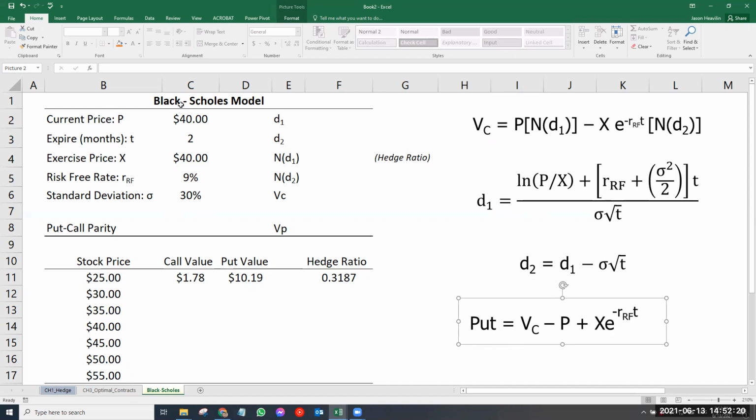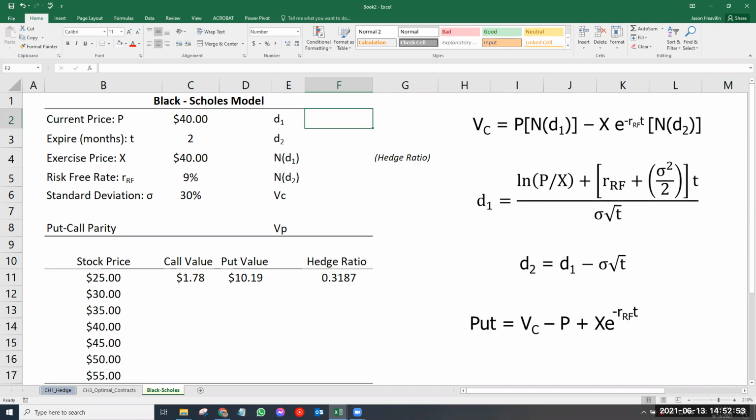So the way this table is going to work, instead of us having to do all these formulas in one place, we first are going to break it down. We're going to calculate D1, then we're going to calculate D2, and then we can calculate the N(D1) portion, and then we'll calculate the N(D2) portion. And once we have those values, we can put it all together to get the value of the call, and then the value of the put option. So let's start with this piece here.